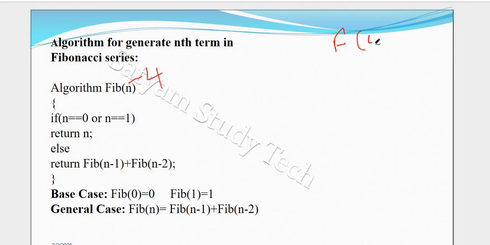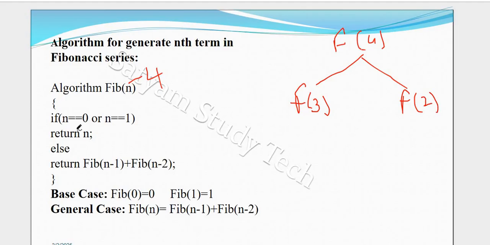So fib of 4. So here the n equal to 0 or n equal to 1. So n value is 4. 4 equal to 0 or 4 equal to 1. So both the conditions fail. Then the else statement is executed. Fib of n minus 1 plus fib of n minus 2. Now we can see fib of n minus 1 is 4 minus 1, that is fib of 3. And fib of n minus 2, that is fib of 4 minus 2, that is fib of 2.